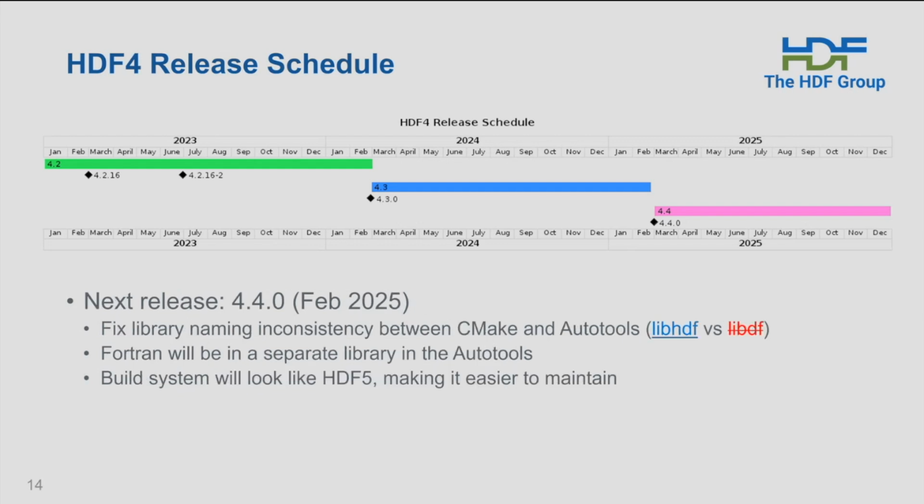So the next release will be 4.4.0. It's another major release, and the reason for this is because I have to change the library versioning. So when we implemented CMake in HDF4, the name was different than the AutoTools name. So I'm going to fix this by picking the name that I think is better, which is the CMake name. And then Fortran will be in a separate library in the AutoTools when I fix this, because I have to fix some other stuff with the AutoTools.